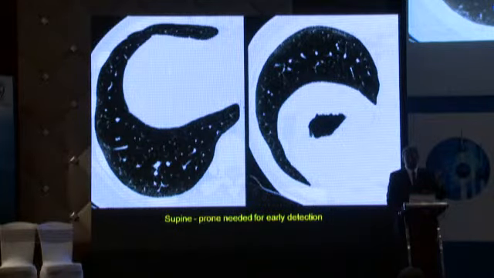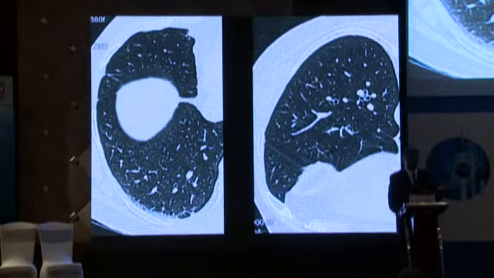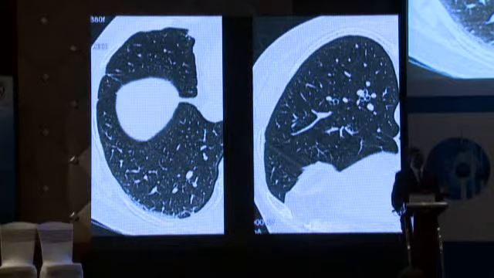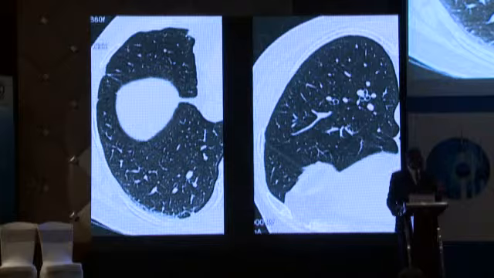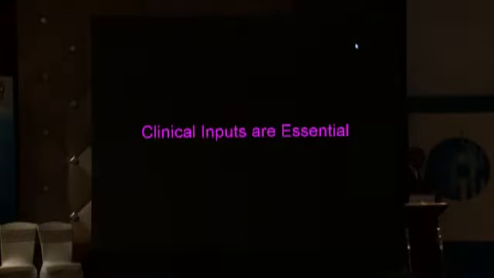That's the time that we would require to do prone imaging. As against another patient here who has these dependent densities, they completely disappear on the prone image, and therefore we know that these are gravity-dependent densities and do not imply the presence of interstitial lung disease.